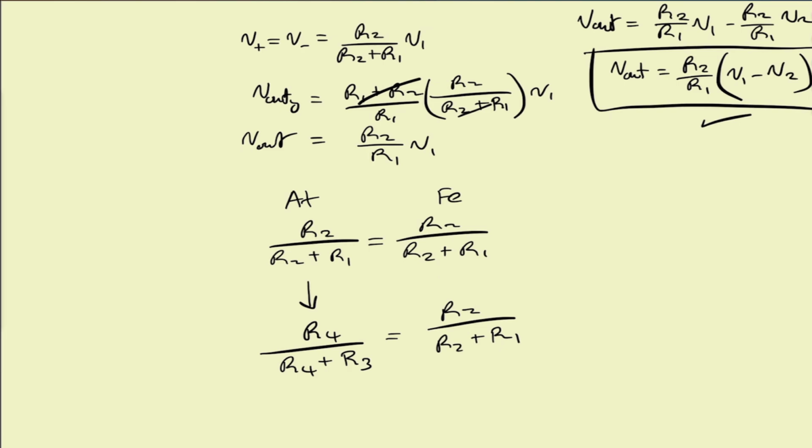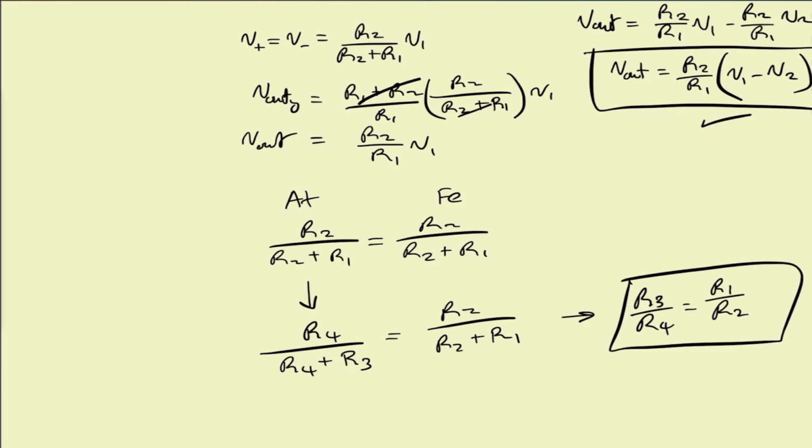This can be simplified to basically just saying that R3 divided by R4 is equal to R1 divided by R2. If that condition is met, then the difference amplifier will operate correctly, and thus we can use the attenuation network to fix the multiplication factors for V1 and V2.